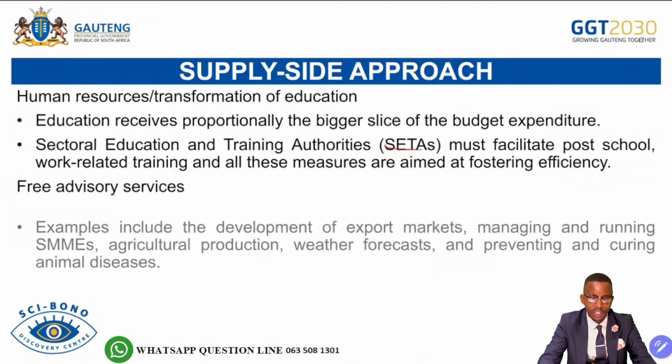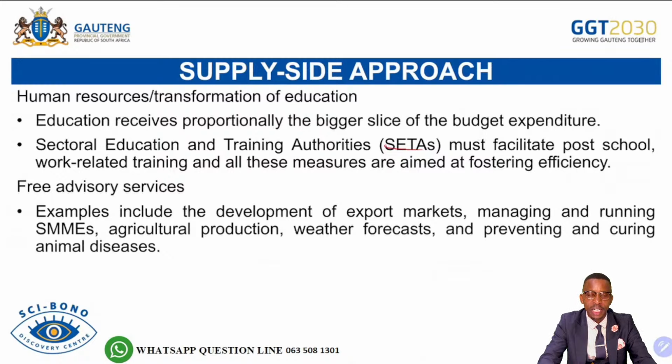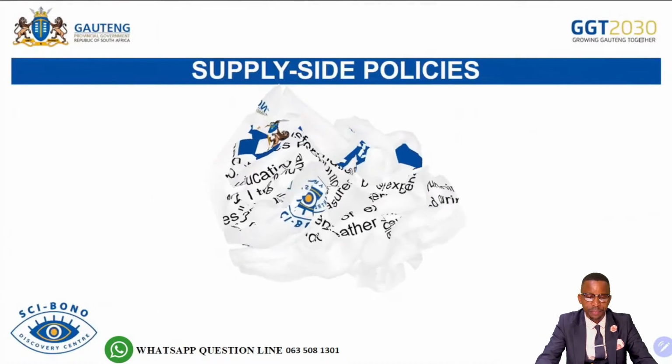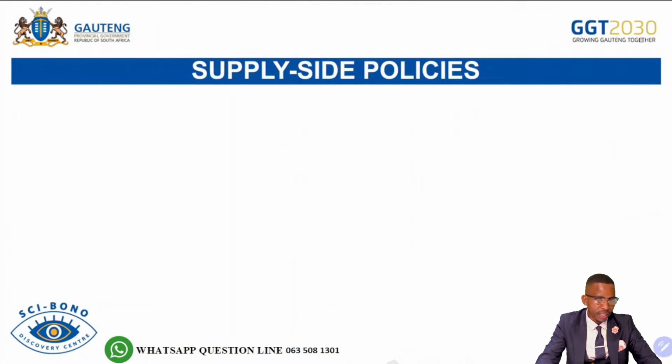Free advisory services or schemes. These ones are provided by the government to local businesses and small businesses that are willing to export goods abroad or to foreign markets, so that they can improve their productivity in the foreign market. Examples include development of export markets, managing and running SMMEs, agricultural production, weather forecast, preventing and curing animal diseases. And then we continue with the supply side.